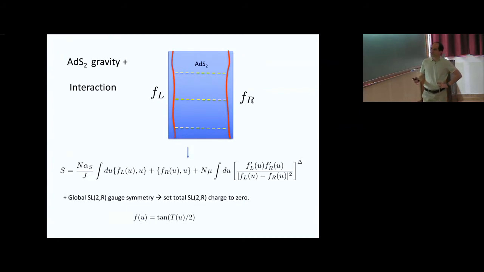As before, this action has a global SL2R symmetry that we think of as a gauge symmetry. So we set the total SL2R charge to zero, and that also is important for determining the solution. You can think of this reparametrization in different ways, but one way is as specifying a trajectory, the trajectory of the boundary, in the total space.